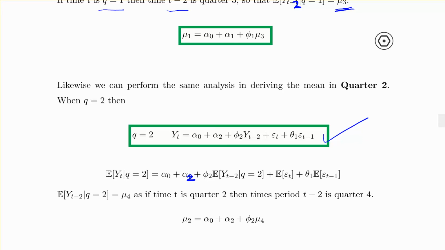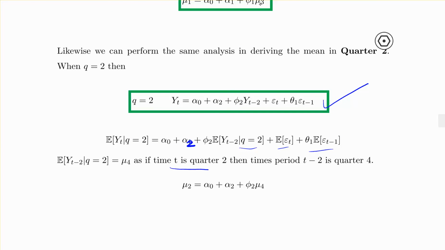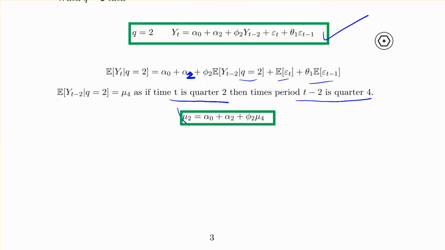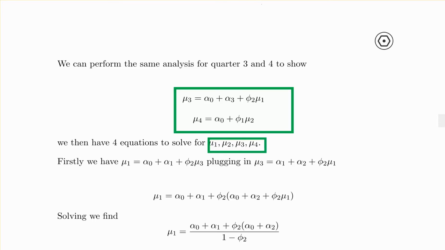Okay, and then we have the average value of yt minus 2, given that time period t is a quarter 2, and again these two terms both equal 0 by white noise. Well, if time t is quarter 2, then last period was quarter 1, and 2 periods back was quarter 4. Therefore, we have that this holds here. So we have a relationship which mu2 and mu4 must satisfy. And we can keep going then. We can do the exact same thing for quarters 3 and 4 as we did before. We now have 4 equations in 4 unknowns to solve for the means.